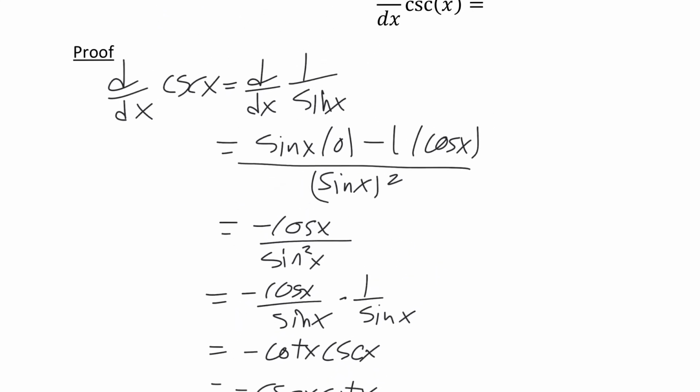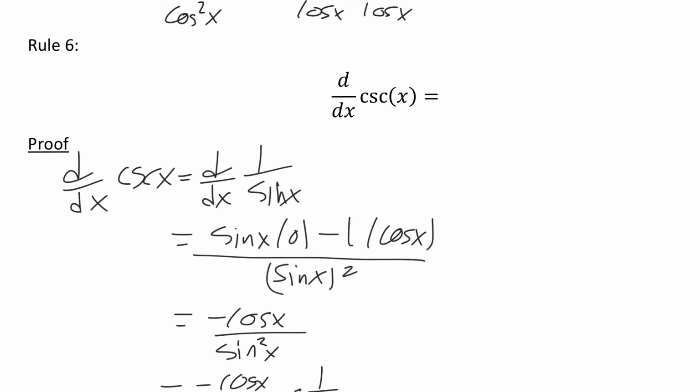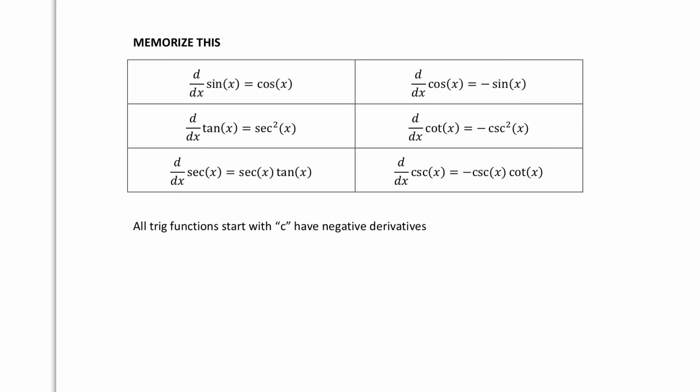So maybe you beat me on that proof, maybe you didn't. We'll put that up for our rule number 6, negative cosecant x cotan x. Makes a little bit of sense. And we're going to write all of these in a nice grid to help memorize them. So here we have a big, nice chart that has all of our derivatives. So go ahead and make sure you have this copied down nicely in your notes.